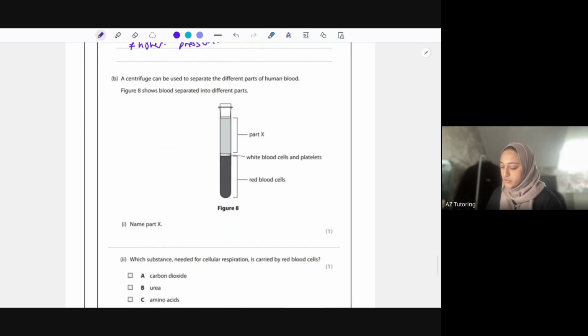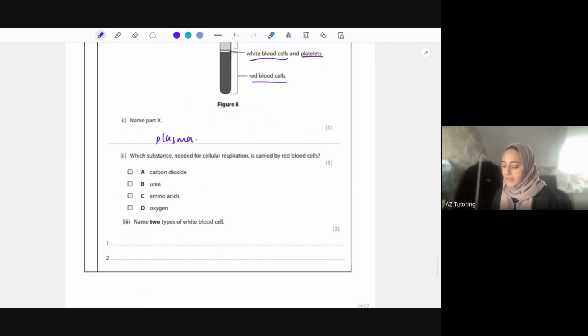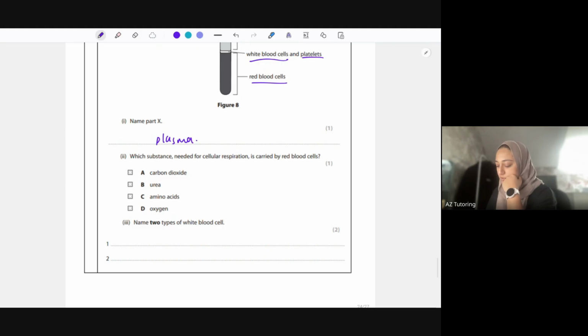A centrifuge can be used to separate different parts of the human blood. If anyone's seen Jurassic Park, it's them like circle things and you spin them essentially to separate out. Name part X, that's just the plasma that's on top. That's separated out from the blood. And you know that because we know the blood is made up of 4 things. There's the white blood cells, there's the platelets and red blood cells. So part X must be the plasma that's separated out. Which substance needed for cellular respiration is carried by the red blood cells? That's just the oxygen. Name 2 types of white blood cells, so phagocytes and lymphocytes.